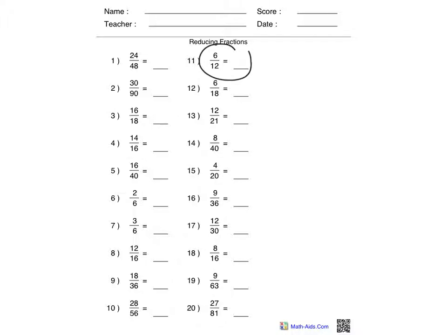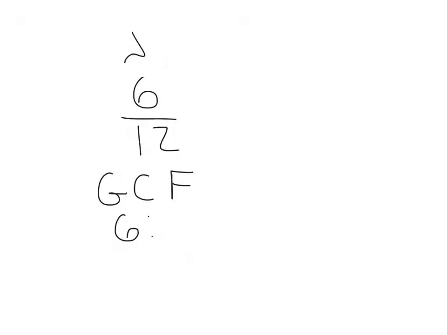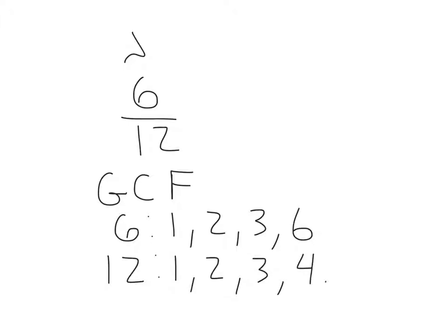So we're going to start with the fraction 6 over 12. The first way I'm going to show you guys how to reduce this is by finding the greatest common factor. The way that we do that, of course, is by listing our factors of 6, which we know are 1, 2, 3, and 6. I'm also going to list the factors of 12: 1, 2, 3, 4, 6, and 12.